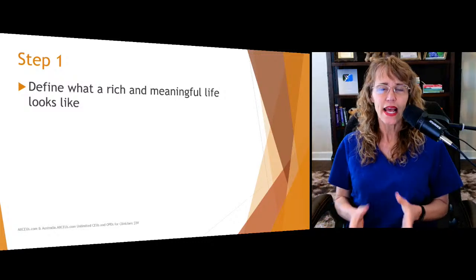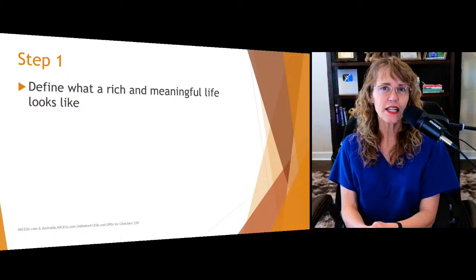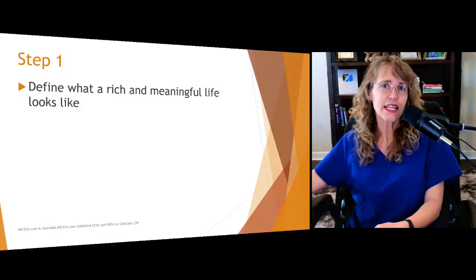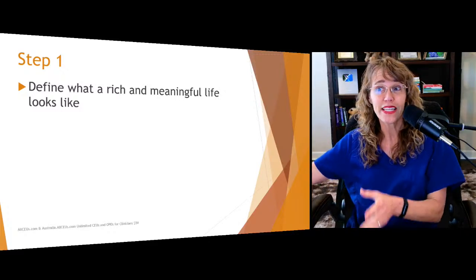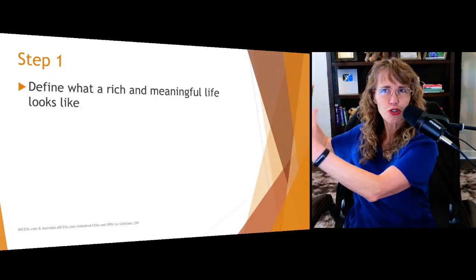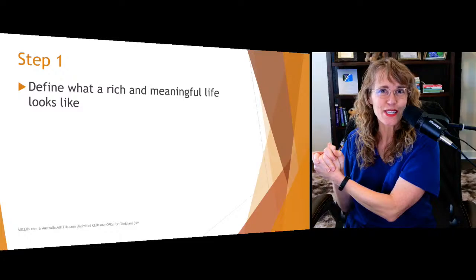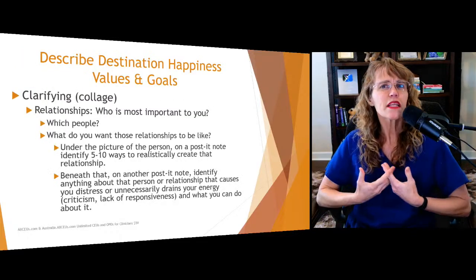Step one in psychological flexibility is defining what a rich and meaningful life looks like. And I kind of call this colloquially destination happiness. Wherever you happen to be going, whatever your endpoint is, that's where you're trying to get to. Maybe you can think of it as Oz from the Wizard of Oz. How are you going to get there? What does it look like?